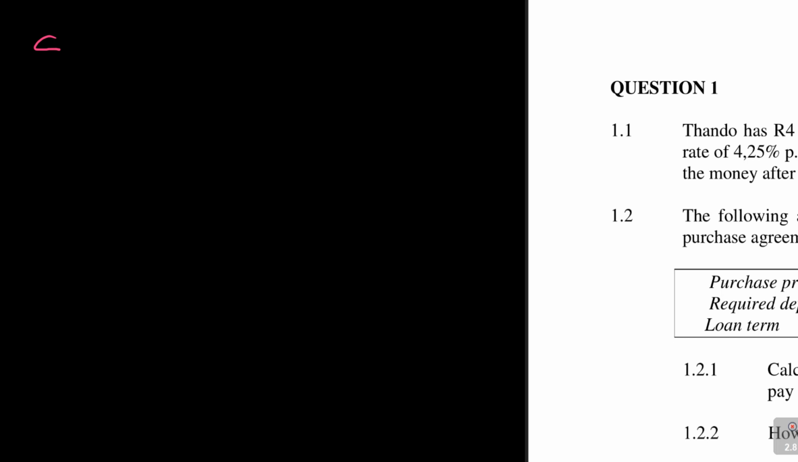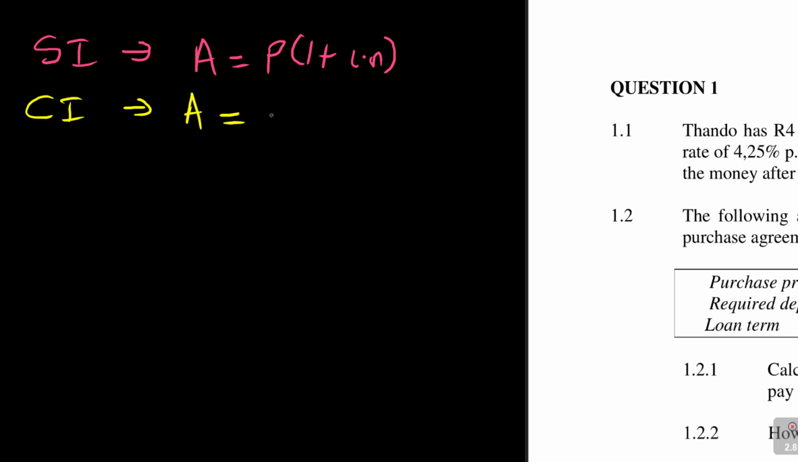Now we've got the simple interest formula. With the simple interest formula, we are saying A is equal to P(1 + i.n). That's the first one. And then you've got the compound interest formula, and with the compound interest formula, A is equal to P(1 + i) to the power of n.